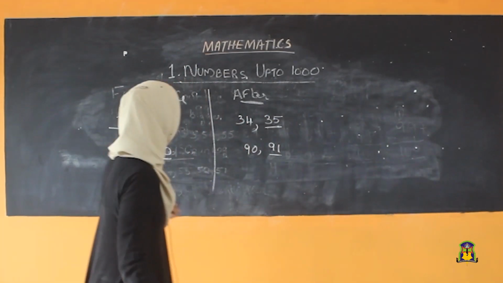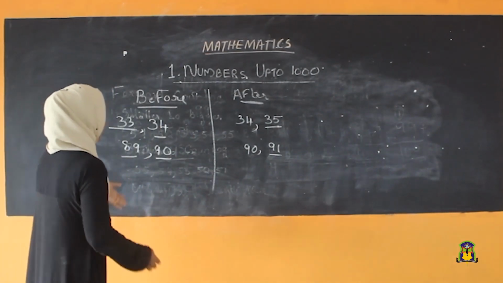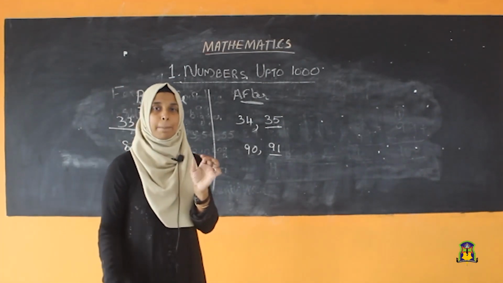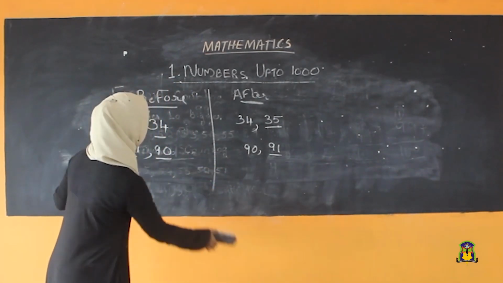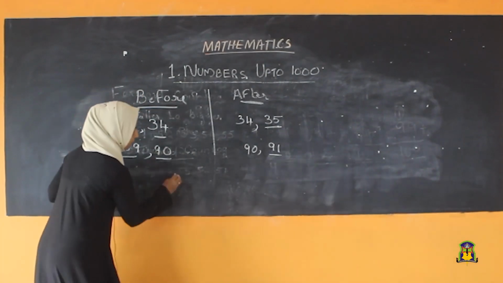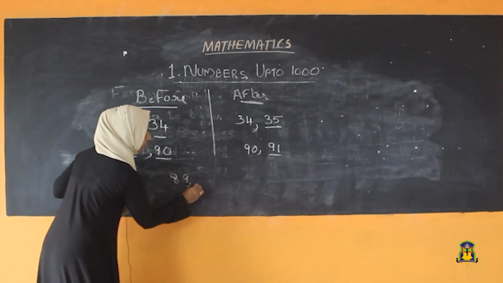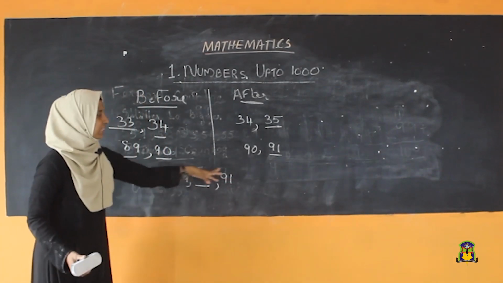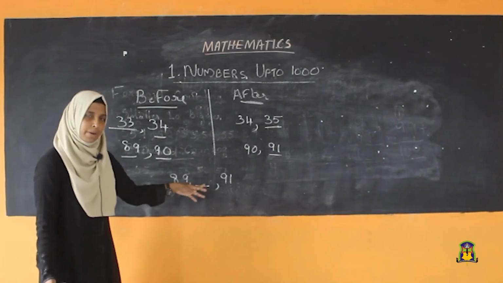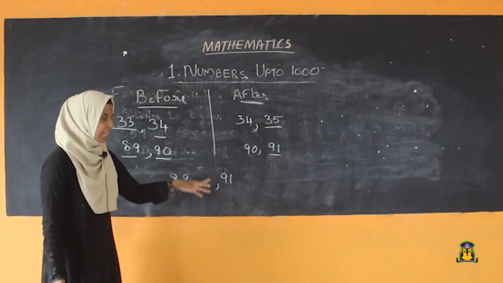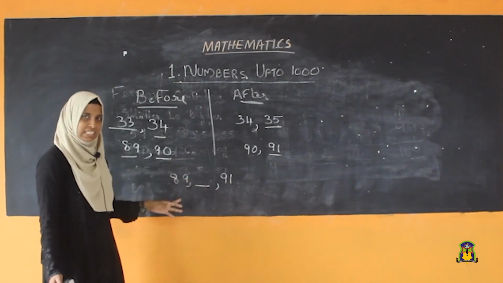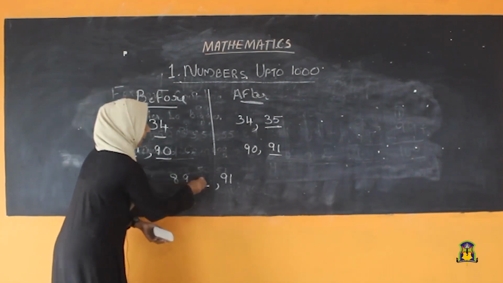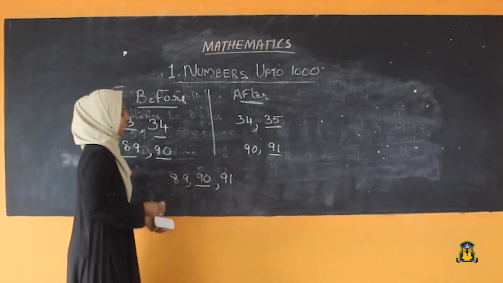It's very simple. Also children, if two numbers are given, we want to find the number in between. Two numbers are given, 89 and 91. Which will be the number in between these two numbers? That is the number after 89 and the number before 91. Which is the number after 89? It's 90. Yes, it's 90.